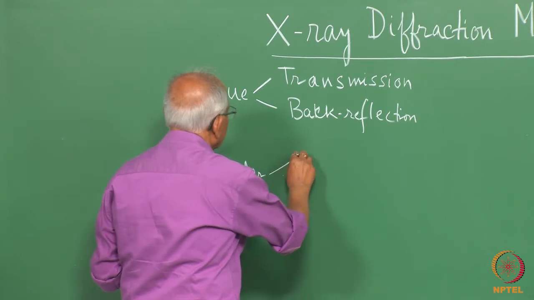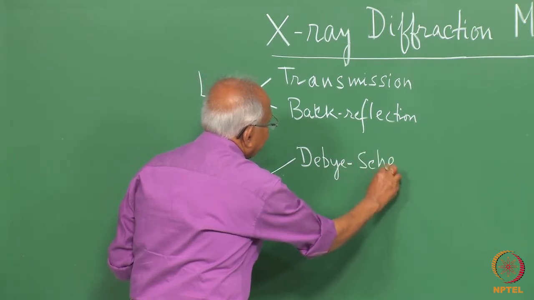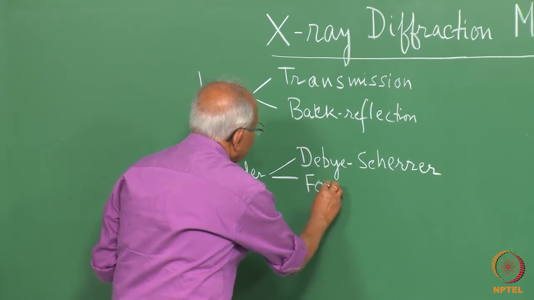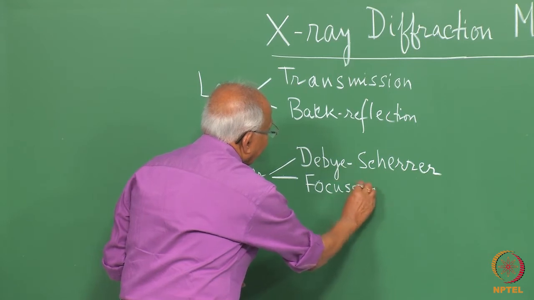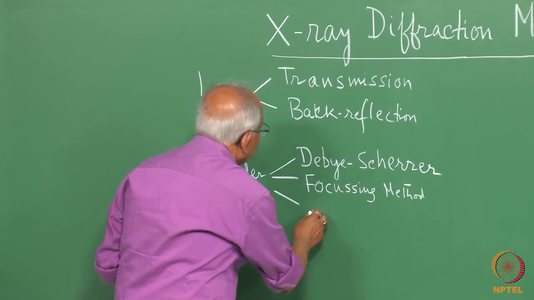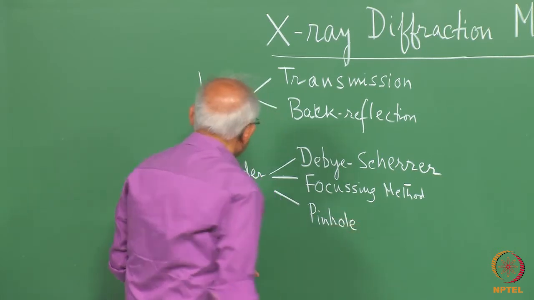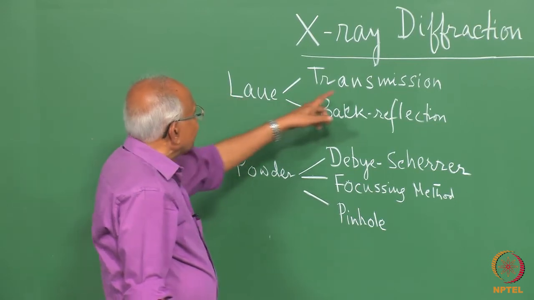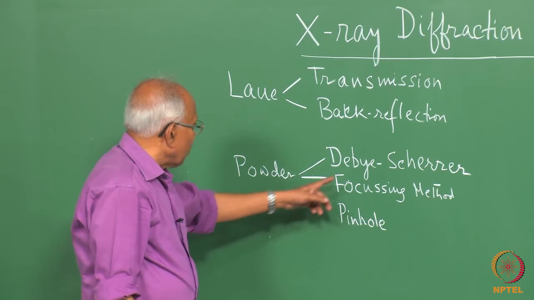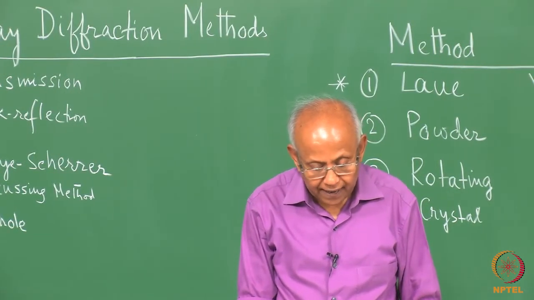there are three variations. One is known as the Debye-Scherrer method, then comes the focusing method, and thirdly, the pinhole method. So, the Laue method has got two variations, the transmission Laue and the back reflection Laue. The powder method has three variations, the Debye-Scherrer, focusing and pinhole methods. We will describe these methods one after another.